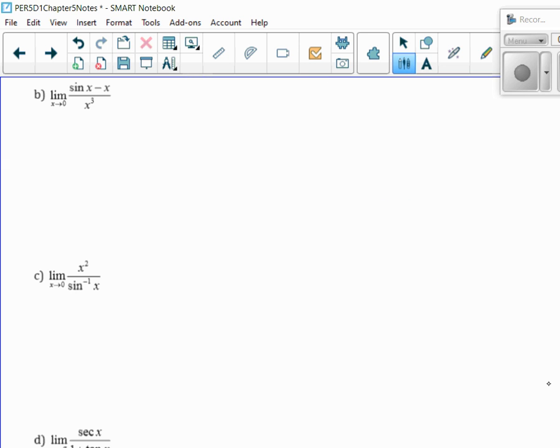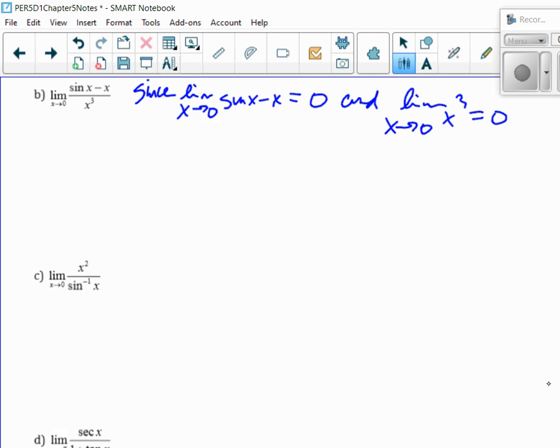Okay, next question. If I plug 0 in right now, I get sine of 0, which is 0, 0 minus 0, 0 on top, and then 0 on the bottom. So I have a L'Hopital setup, but I have to do it separately. If you want, you can say "since" and all this stuff. Sometimes that's nice to tie it all together. I'm going to write it with "since". Since the limit as x goes to 0 of sine x minus x equals 0, and the limit as x goes to 0 of x cubed equals 0, using L'Hopital's rule.